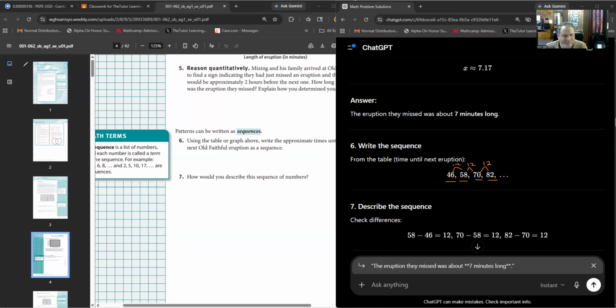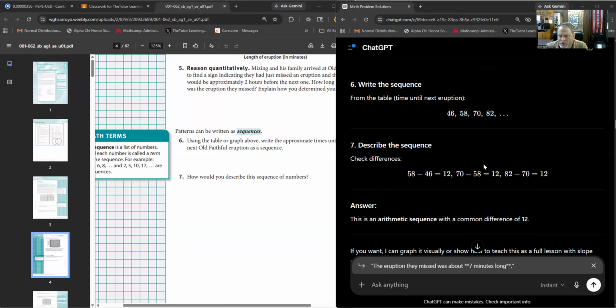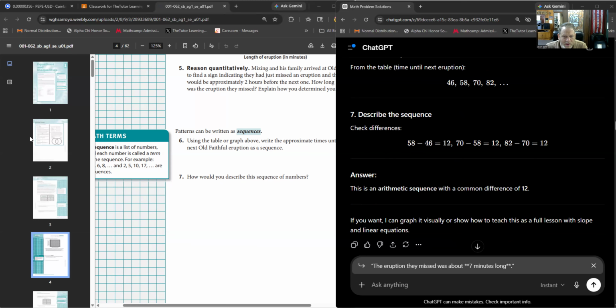Number 7. How would you describe the sequence of numbers? Well, it'd be 58 minus 46 is 12. 70 minus 58 is 12. And 82 minus 70 is 12. Right. The answer is arithmetic sequence with a common difference of 12.